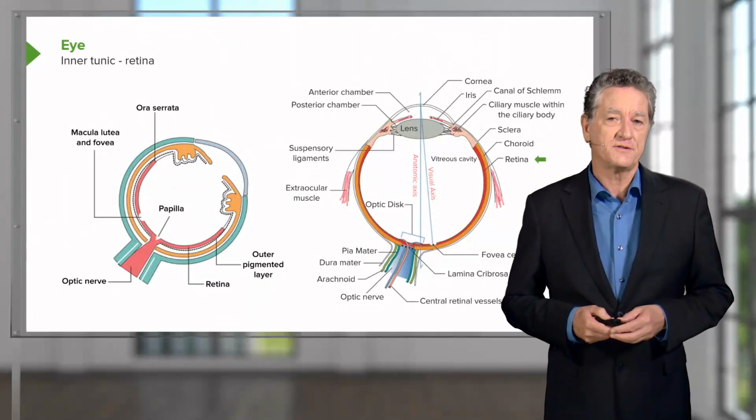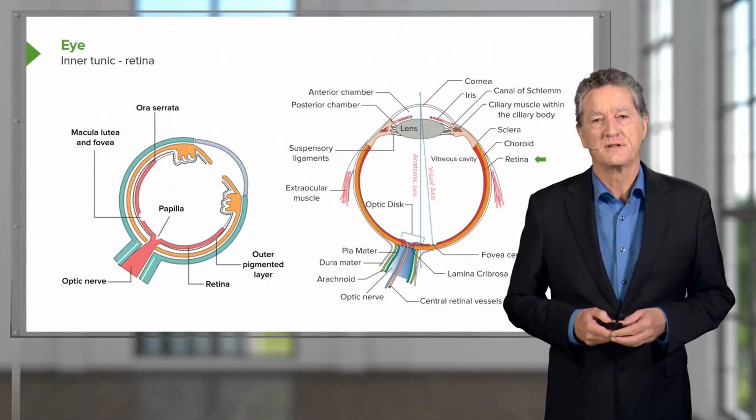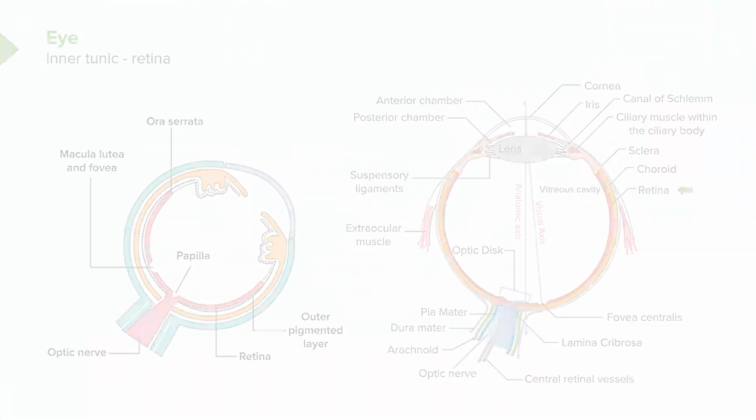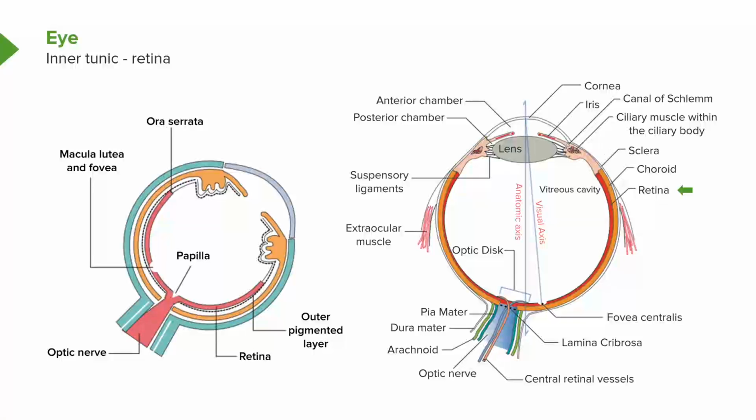The ganglion cells project their axons from the retina into the optic nerve. And notice in the diagram on the right-hand side that the optic nerve is actually covered by meninges, the dura, arachnoid and pia. So we shouldn't call it really an optic nerve. We should call it the optic tract because it's actually brain tissue.